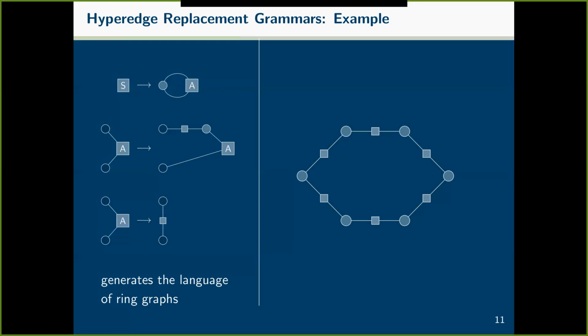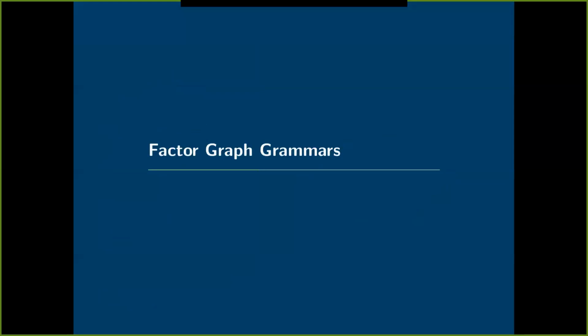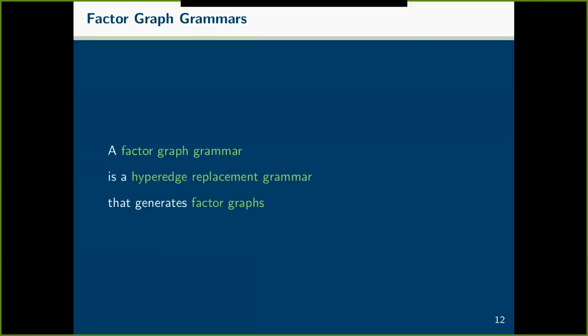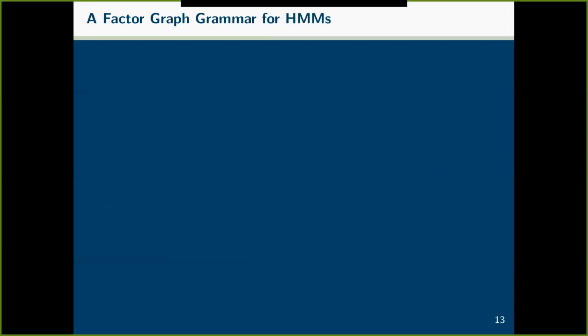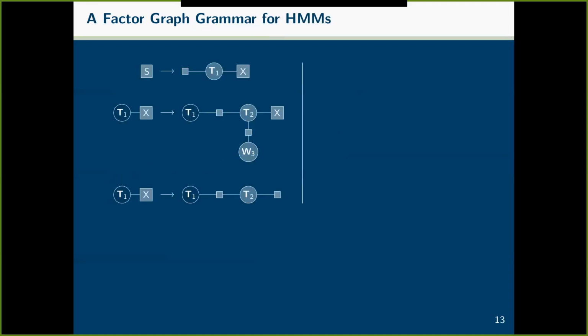So yeah, okay. Now that we have seen both hyperedge replacement grammars and factor graphs, it is pretty much trivial to define factor graph grammars. They are just a hyperedge replacement grammar that generates factor graphs. And we really don't have to add any extra machinery to get this to work. The only extra machinery that we add is, as mentioned earlier, now nodes have labels.